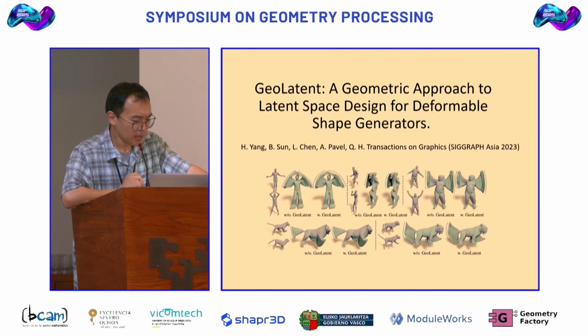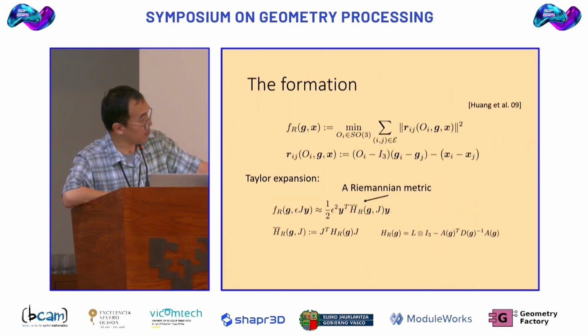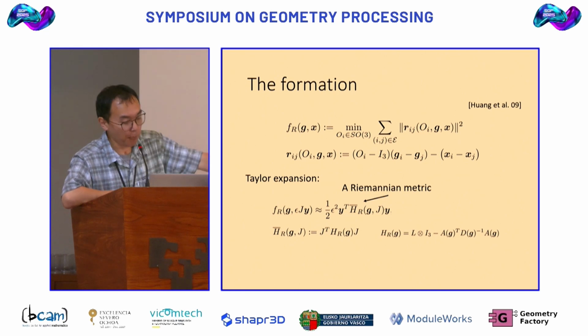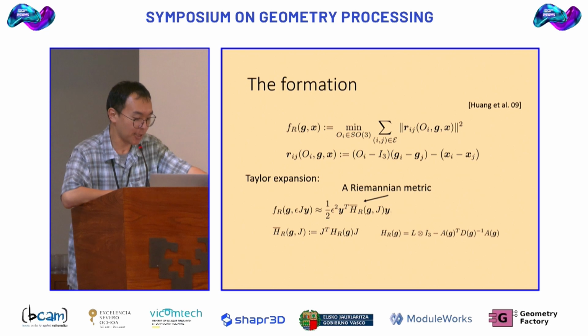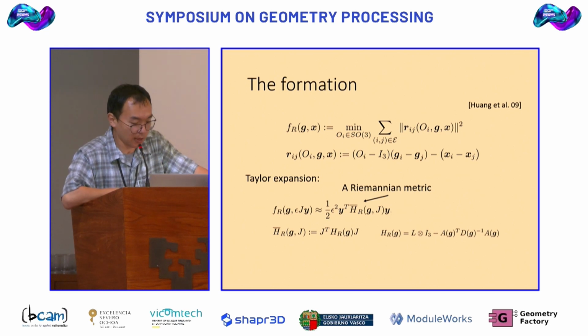Okay, I want to briefly mention this paper. This is a SIGGRAPH Asia paper, 2 years ago. So what we did, we used this paper, right? In fact, this H-bar matrix is a Riemannian metric. It's a D by D matrix, where D is the dimension of the shape manifold, a semi-positive definite matrix. This is a pseudo-Riemannian metric, okay? It's a pullback metric of extrinsic deformation energy, and J is a Jacobian.